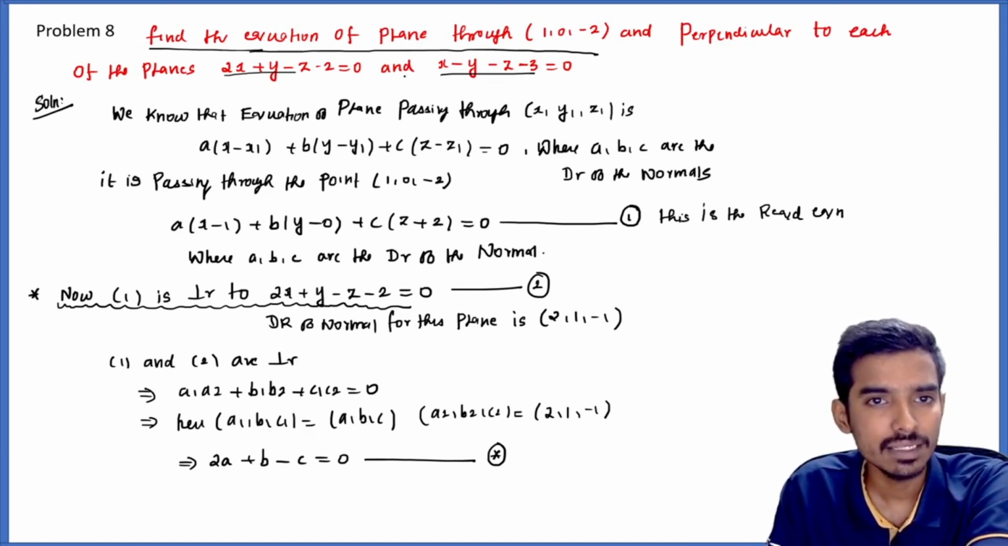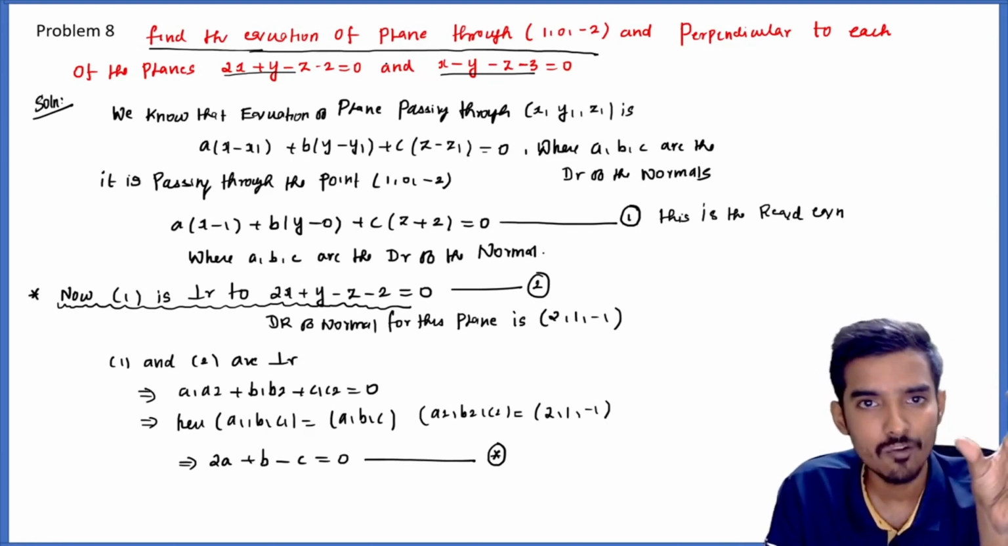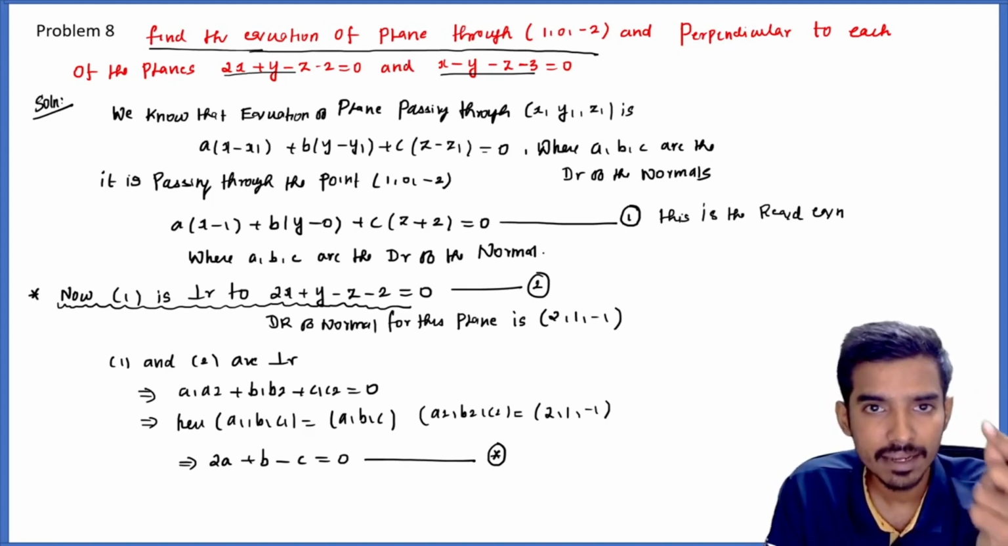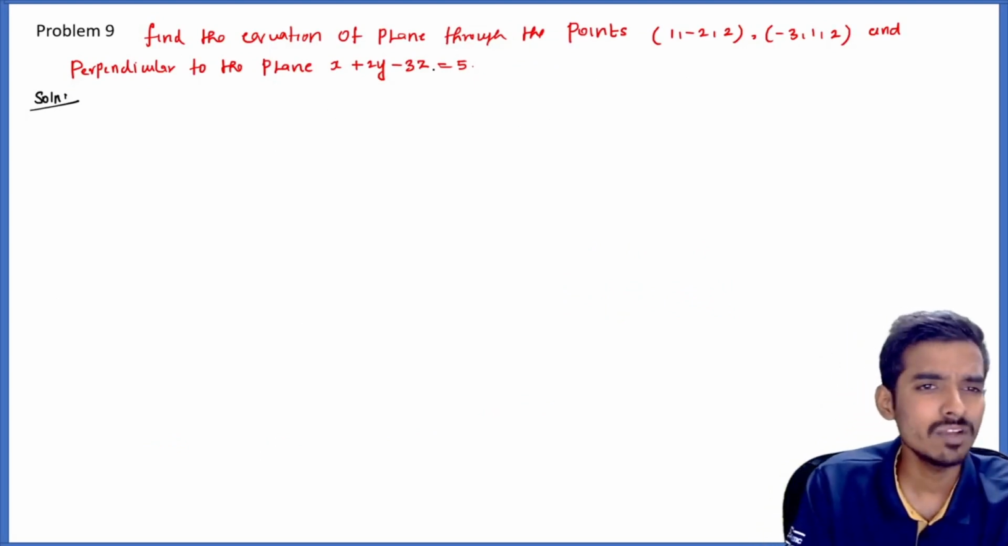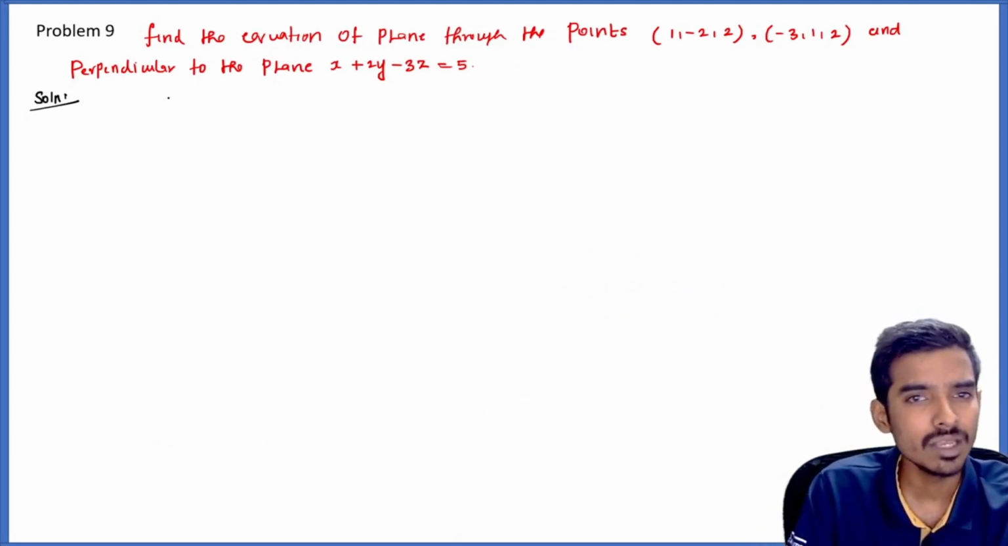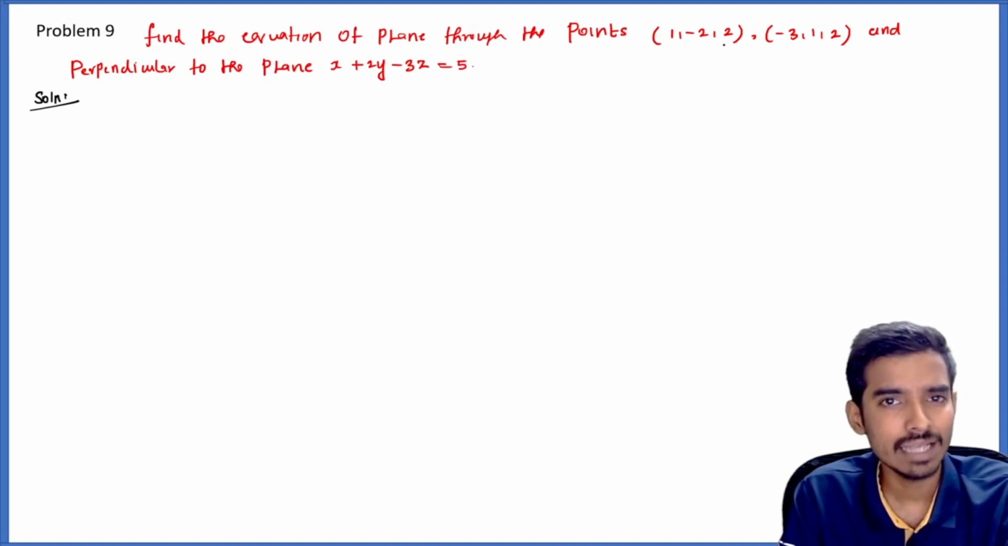In problem 8, we need to find the equation of plane. That plane is passing through one point and that plane is perpendicular to two planes. Here they have given the data that the plane is passing through 2 points and perpendicular to this plane, right? Okay, no problem. We will do the same as the previous problem. So we will consider only one point as of now, right?